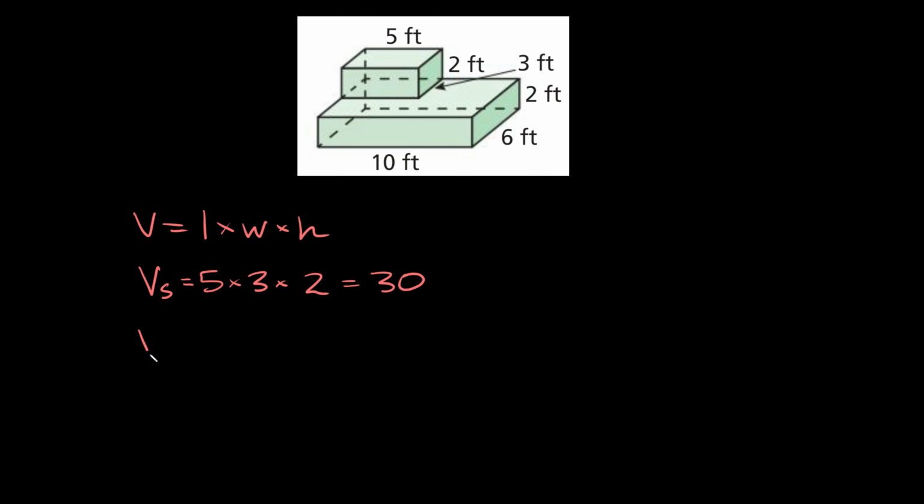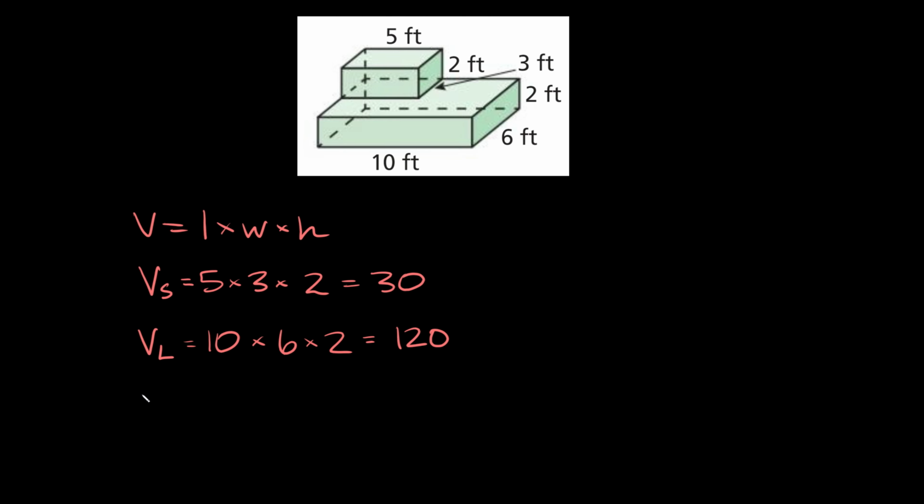Now let's find the volume of the large pizza box or the rectangular prism, right? So for this one, it's going to be 10 times 6 times 2. So 10 times 6 is 60, and 60 times 2 is 120, all right?